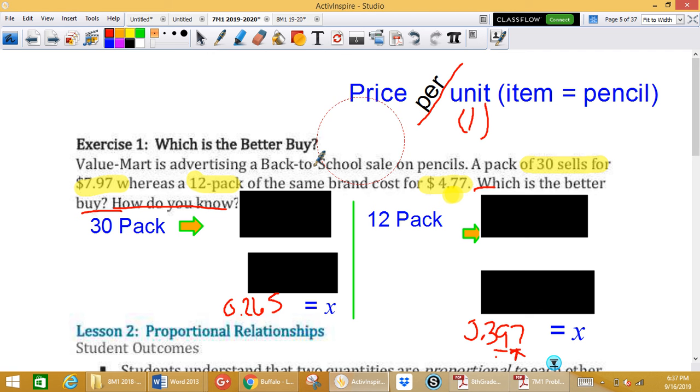Value Mart is advertising a back-to-school sale on pencils. A pack of 30 sells for $7.97, whereas a 12-pack of the same brand costs $4.77. Which is a better buy, and how do you know? So the 30-pack, if I do the price over the items, so how much is that going to be for 1? And then I'm going to cross multiply. So $7.97 times 1 and 30 times my unknown, which is X.